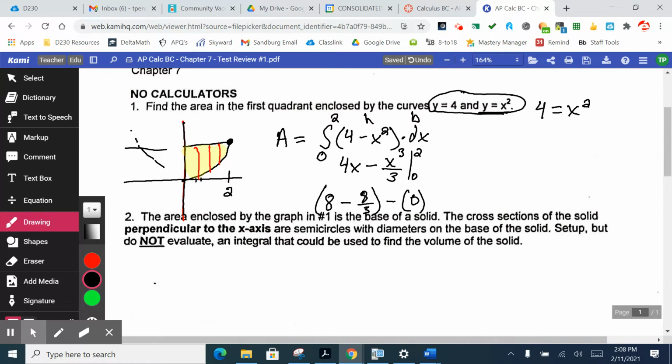If it's multiple choice, because there is half multiple choice without a calculator, then you obviously need to be able to do that. So 8 minus 8/3 is 24/3 minus 8/3. Our final answer should end up being 16/3.